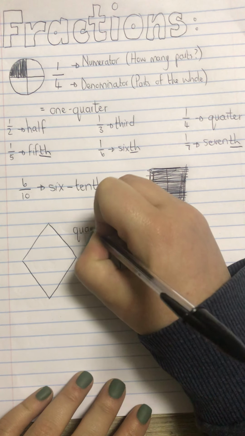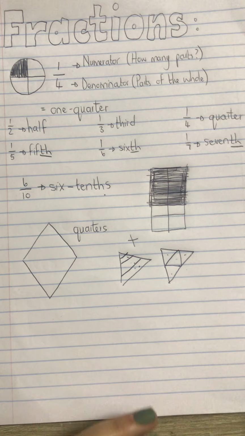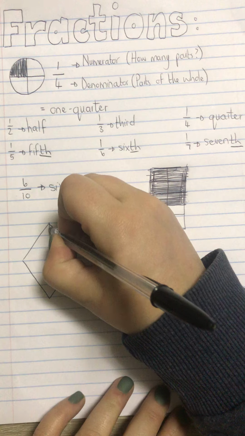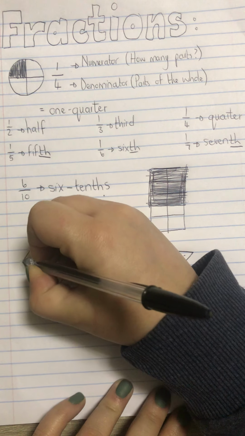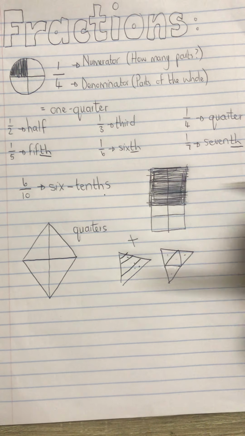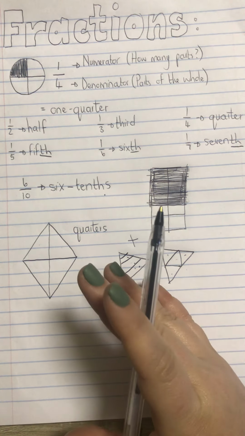So if I give you this shape and I say divide it into quarters, you must think about how each part of this whole is going to be equal. So luckily for you, this shape is quite simple, and now we have 1, 2, 3, 4 parts. Do you see?